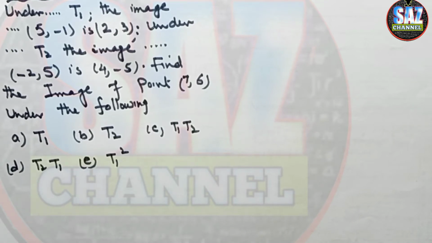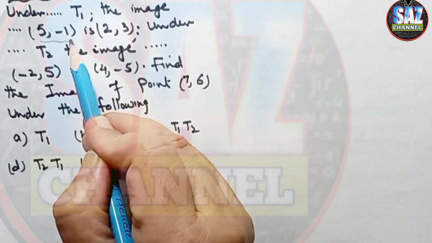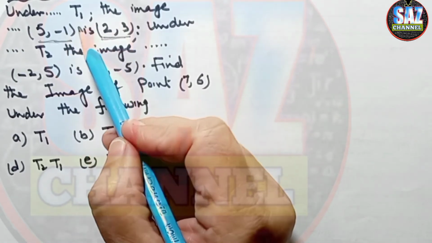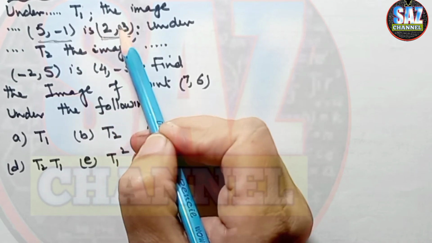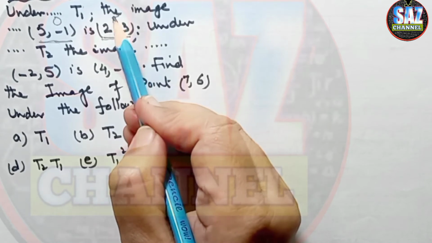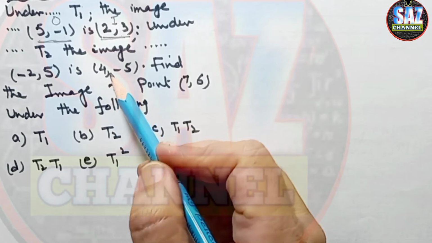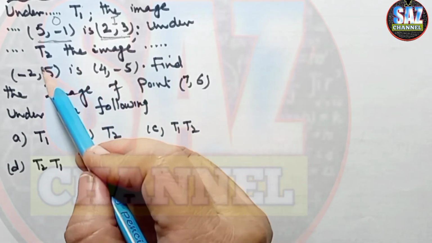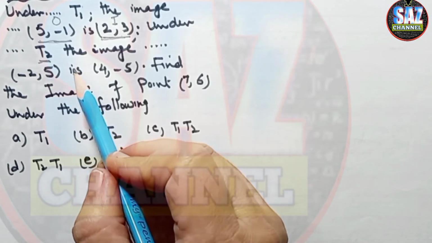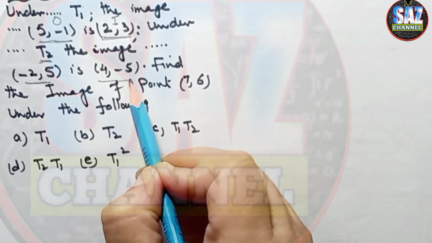Question says, under the translation T1, the image of point 5 and minus 1 is 2 and 3. Image of this point under T1 is 2 and 3, so it means 5 and minus 1 is the object and 2 and 3 is the image. It's really important to understand and underline important terms of the question. Under the translation T2, there is another translation T2, the image of the point minus 2 and 5 is 4 and minus 5.